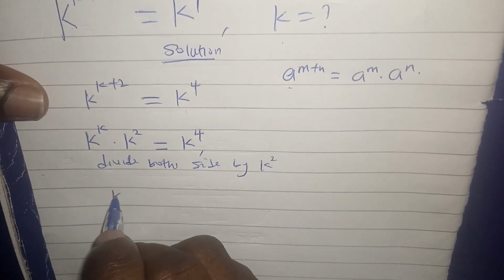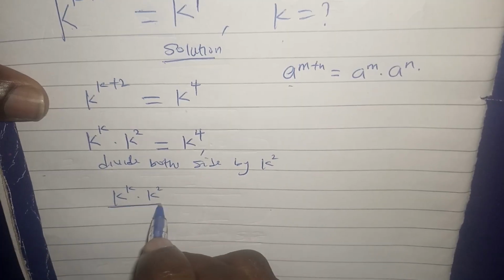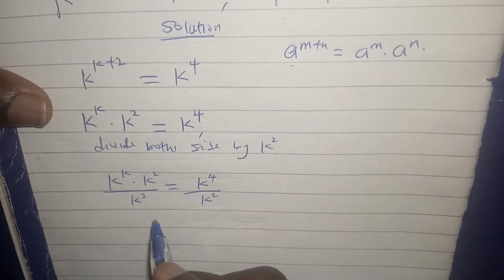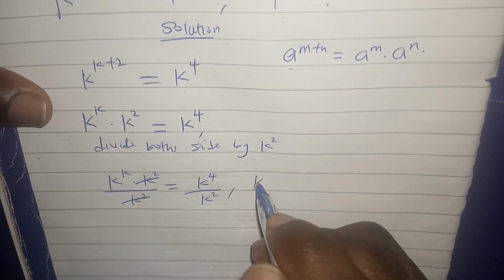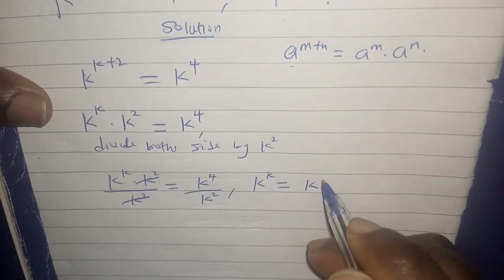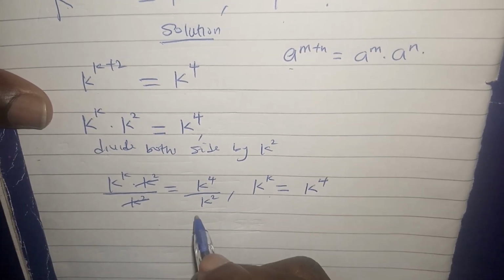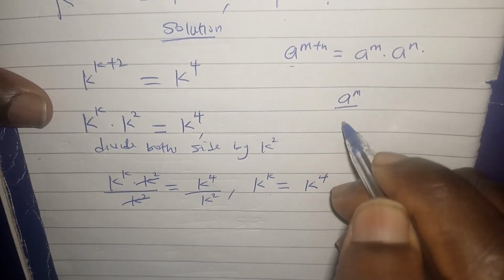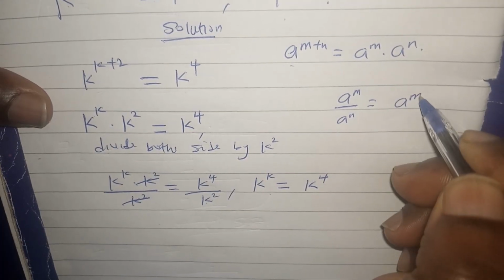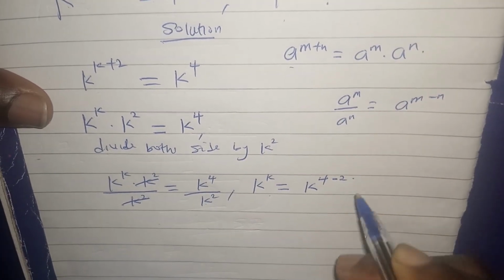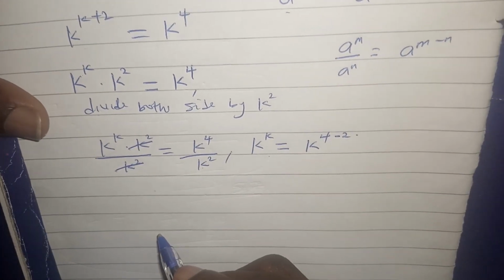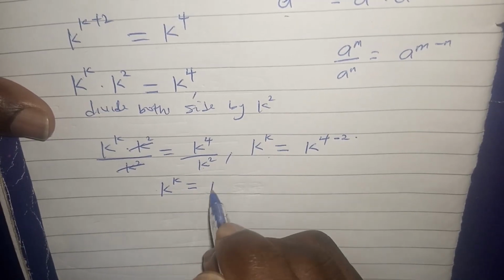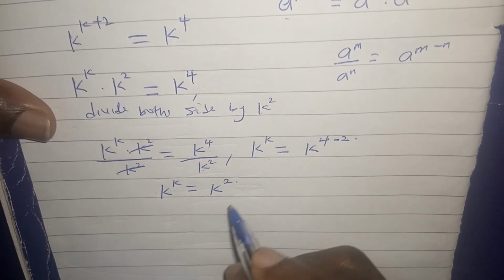If we do that, we have k to the power of k times k to the power of 2 over k to the power of 2 equals k to the power of 4 over k to the power of 2. So this and this will cancel, and we are left with k to the power of k equals k to the power of 4 over k to the power of 2. Here we apply the indices rule, which says a to the power of m over a to the power of n equals a to the power of m minus n. So from here we have k to the power of k equals k to the power of 4 minus 2, which gives us 2.